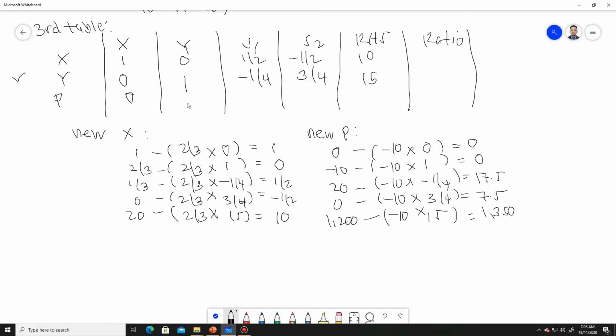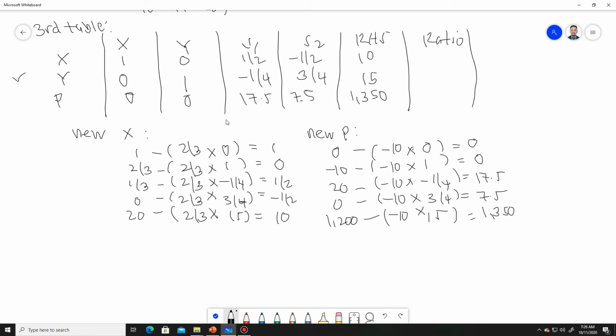So, ilagay na natin siya dito. This is 0, 0, 17.5. This is 7.5. Then 1,350. Now, we will do the optimality test. Since wala tayong negative value sa P row, we have arrived with the optimal solution.